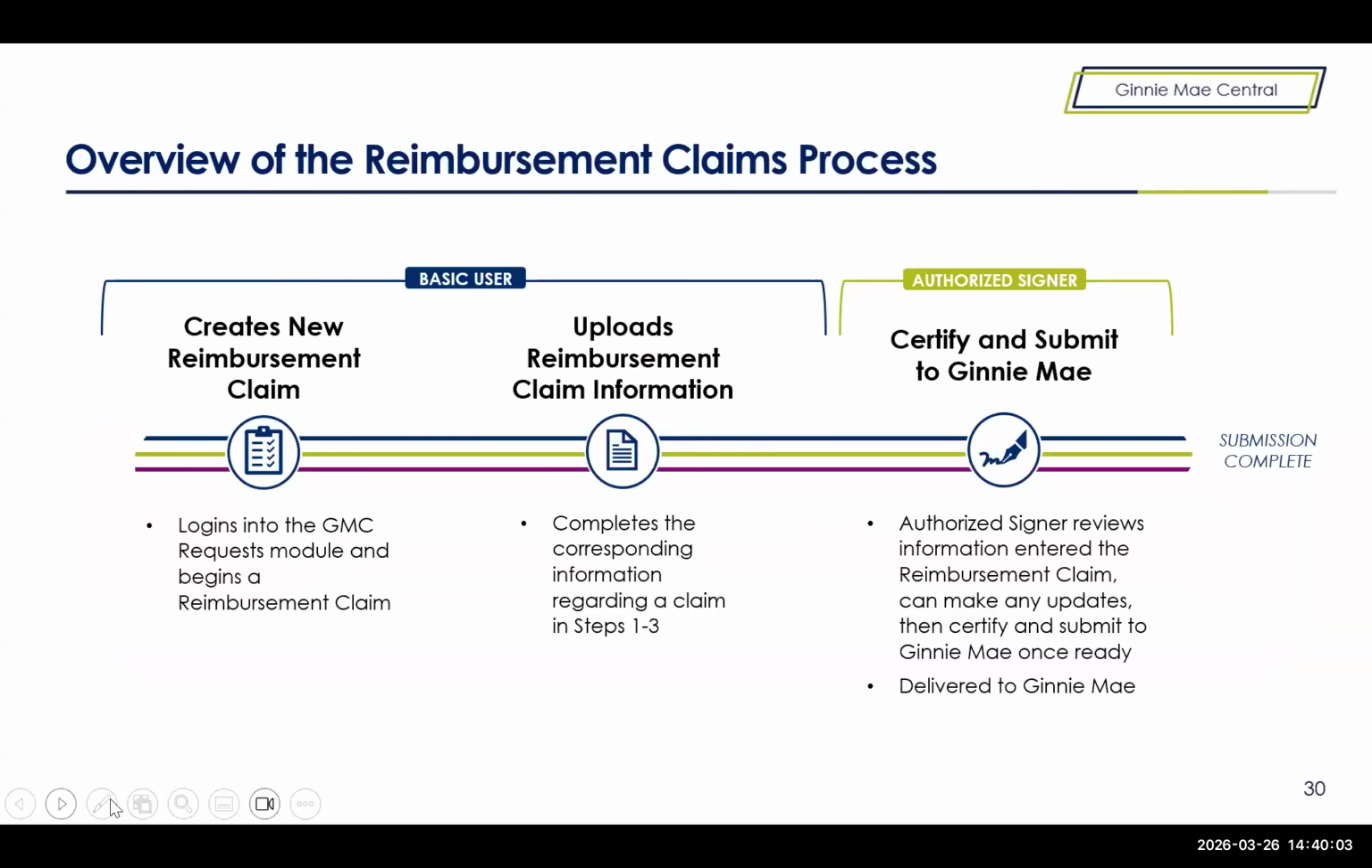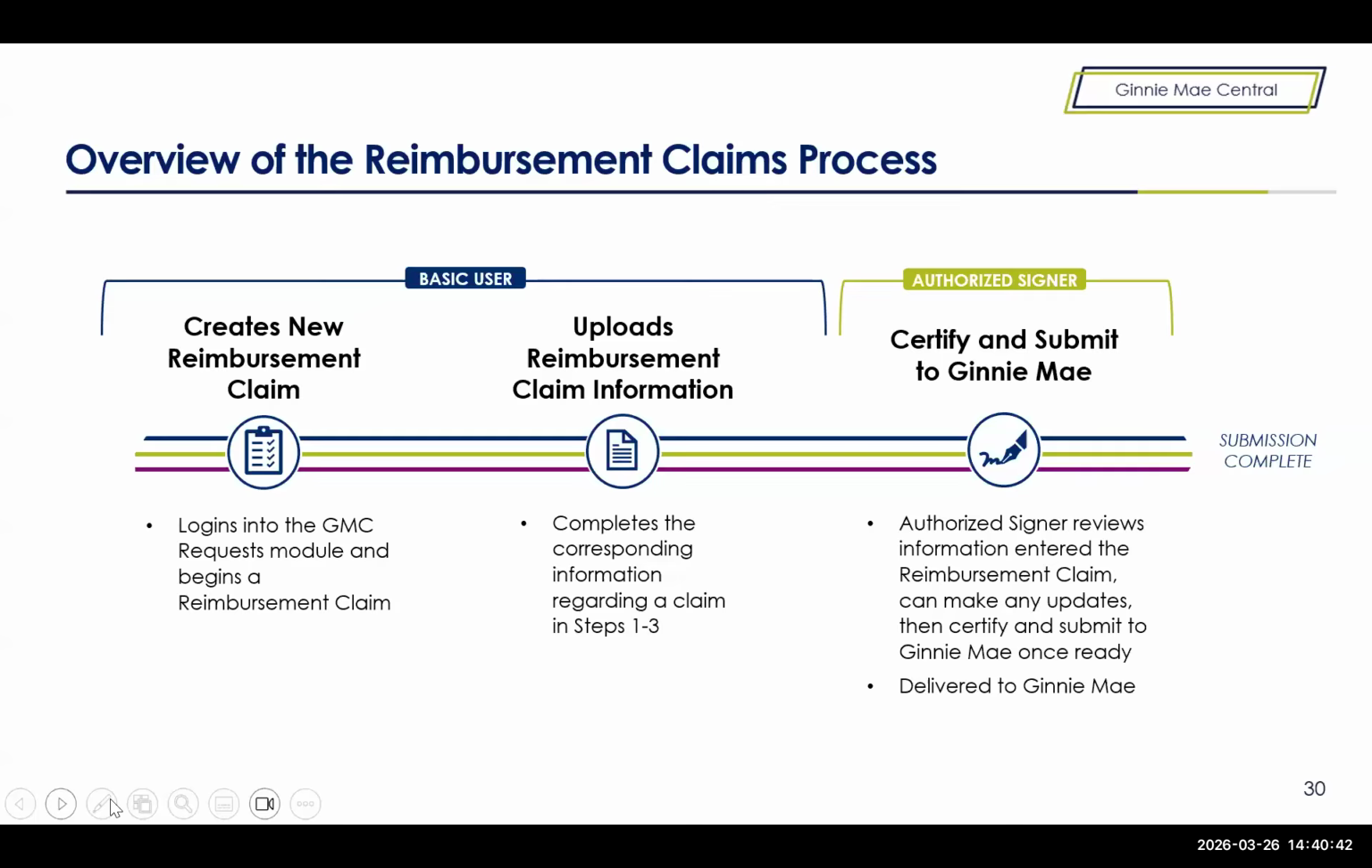And now going into the high-level overview of the reimbursement claims process in GMC before we get into the demo. So what we'll show today is going into the module to actually create this new reimbursement claim. The user will log in, click on the module, and begin the claim. Once they have created the claim, they will begin uploading the reimbursement information, the same information that is submitted today, into the module in 3 different steps.